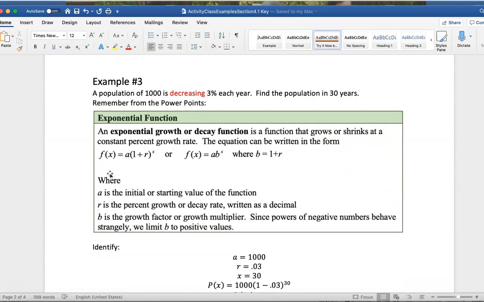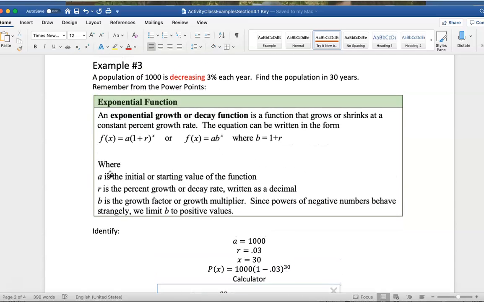Example 3 is talking about a population decreasing at 3% each year, and it says to find the population in 30 years. Remember from the PowerPoints, this is what I've picked up: you need to identify your variables in here. Your a, what you started with, was 1,000. Your rate is 3%, 0.03, and it's 30 years. It says decreasing. Be careful.